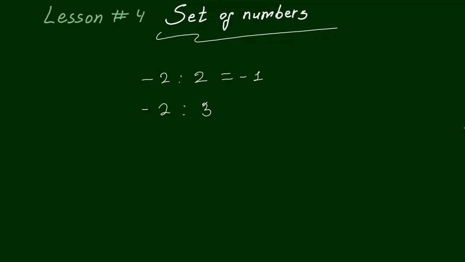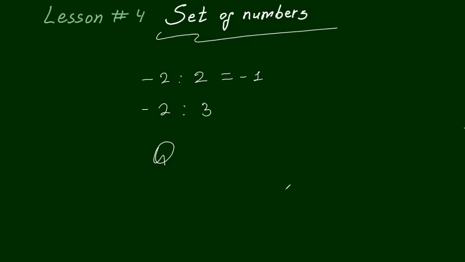The new set of numbers is called rational numbers, and the designation is Q. A rational number is one that can be expressed as a ratio a divided by b, where a and b are integers and b is not 0, such as -3.72 or -2/3 or 0.2, and so on.